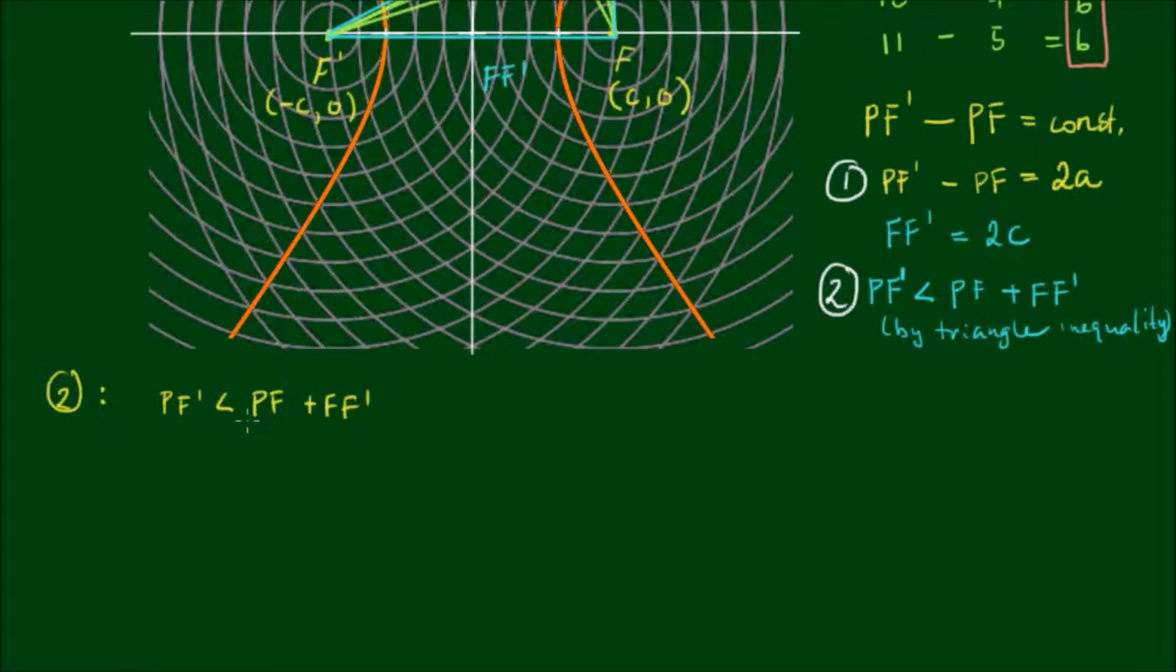So now taking property number 2, we have PF prime is less than PF plus FF prime. If we rearrange this inequality a little bit by taking PF to the other side, we have PF prime minus PF is less than FF prime. FF prime we said was equal to 2c, and PF prime minus PF we said was equal to 2a. So we have 2a is less than 2c, and this implies then that a is less than c. So this is something that we need to take note of.